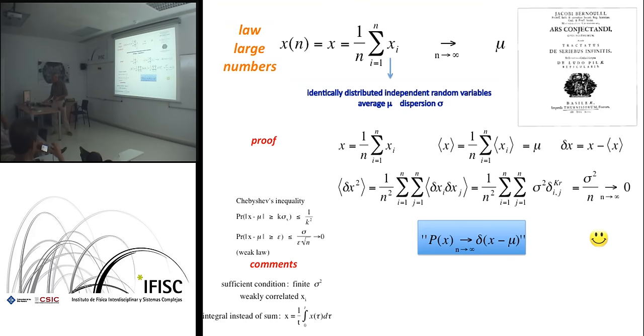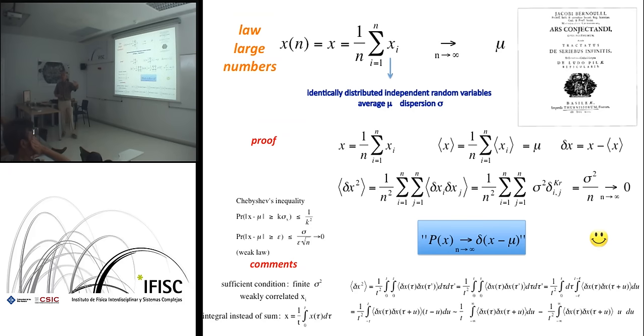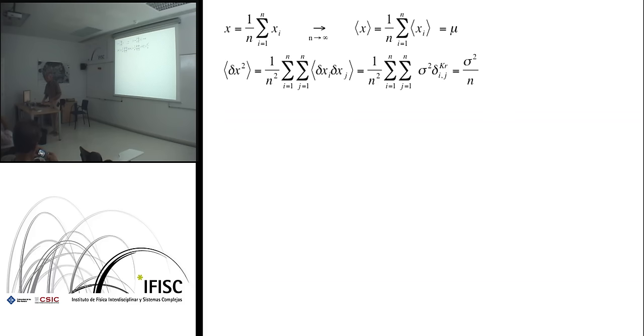And this is especially interesting if instead of summing over a number of measurements, I, for instance, integrate over time. So I'm making a time average now instead of an ensemble average. If this process is weakly correlated in time, so that the integral of the correlation function, for instance, exists, you can do something similar as I did here. You can again prove that this x will converge to some average value with deviations that become very, very small. Okay, so this is the first step, and then there is a second step.